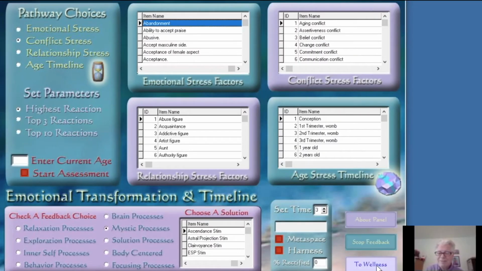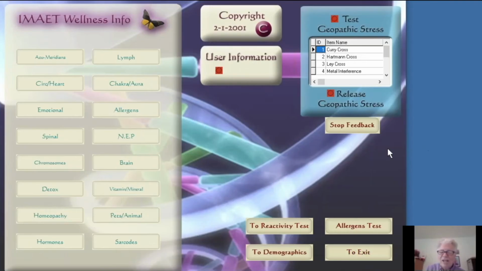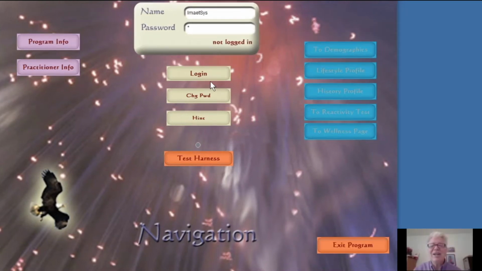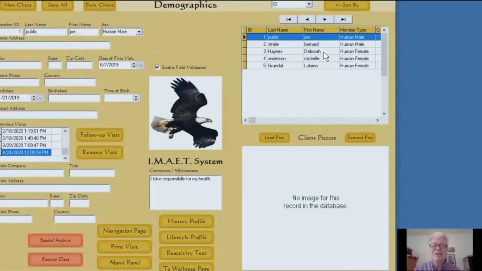I want to do the allergen panel right now. Could I get a clarification? Yes. I'm on the spinal panel. I'm wondering if you're looking for level 50 for balance, where lower than 50 is adverse and higher than 50 is adverse.